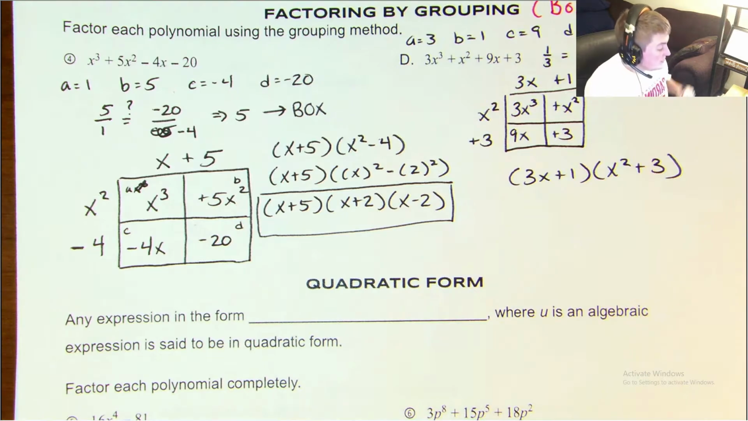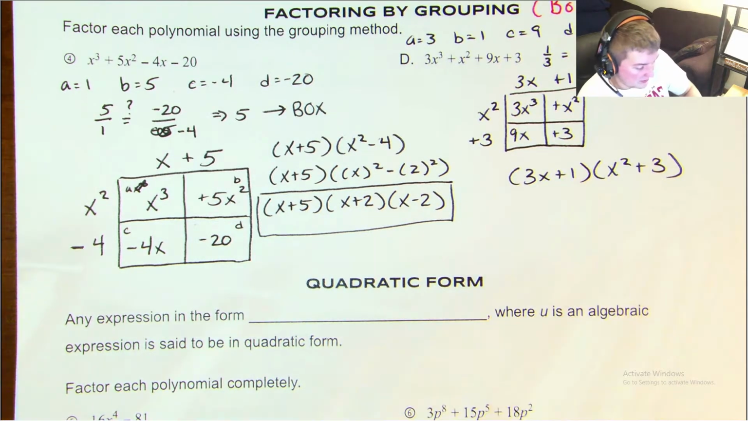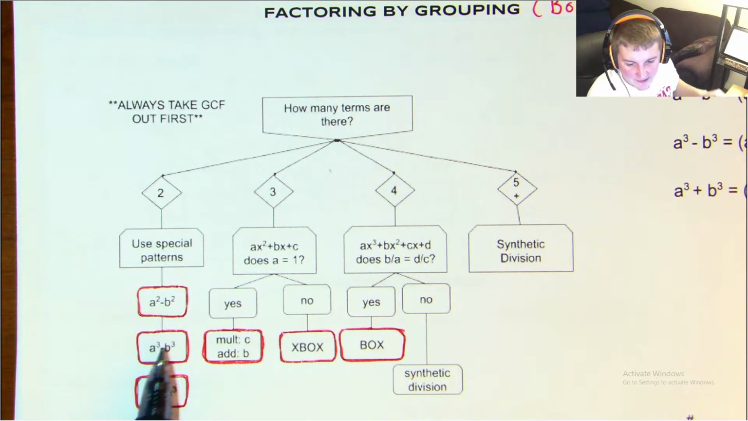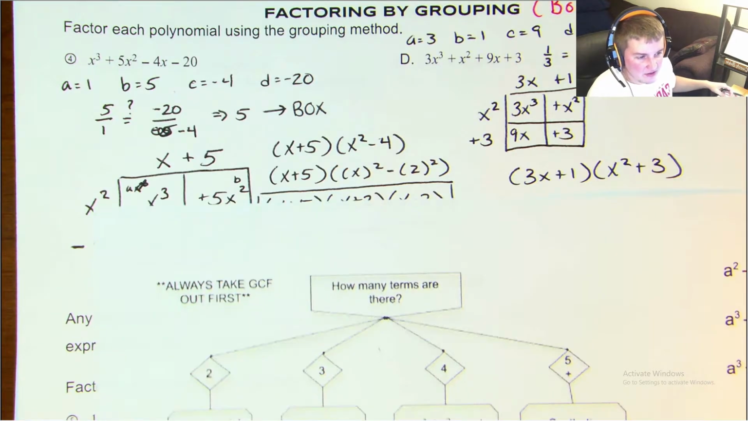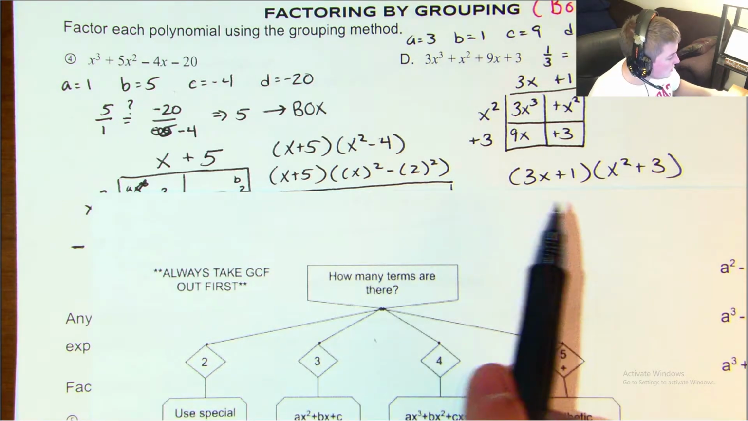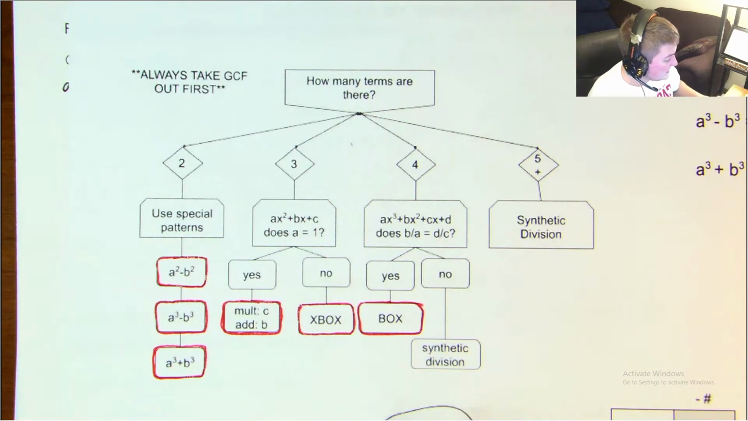Okay, so then just like we did in the previous problem, we should check whether these can continue to be factored or not. So 3x plus 1, okay, it's 2 terms, but it's not a special pattern. None of those are perfect squares. None of those are perfect cubes. So 3x plus 1 is factored completely. What about x squared plus 3? Okay, it is 2 terms, so we got to look.